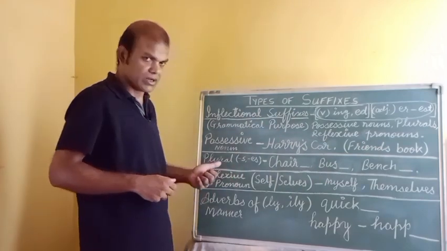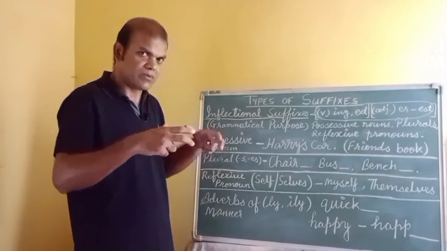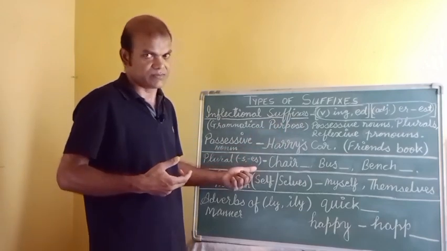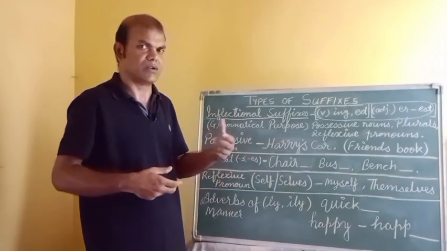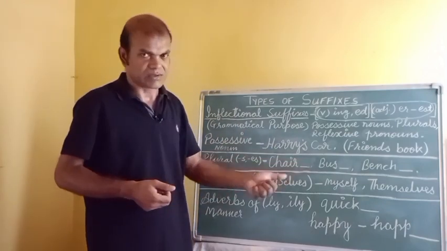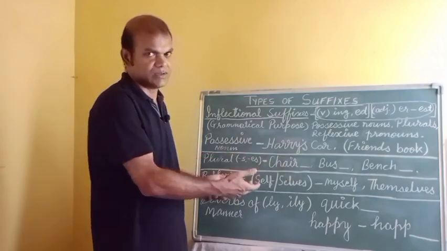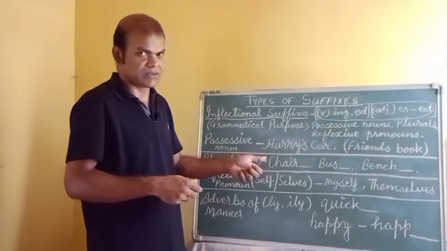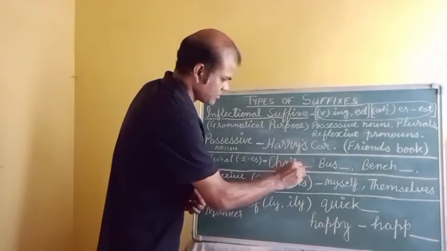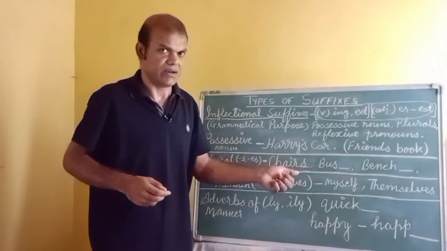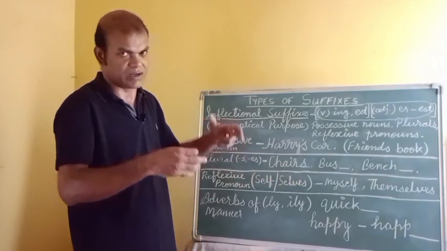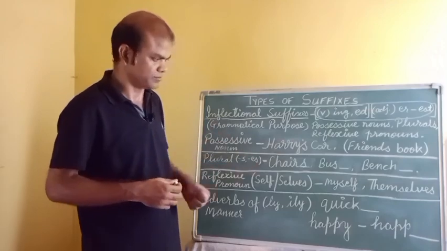Now let us see plural. Now to change any singular noun into plural, we go with these suffixes s and es. We add s and es to a singular noun to make it a plural. Now some examples. Chair, it is a singular, chair. To change this into plural, we are going to add the s. We'll add the s at the end, we'll get chairs. This is the plural form of chair. Okay, now there are many chairs, more than one, plural.